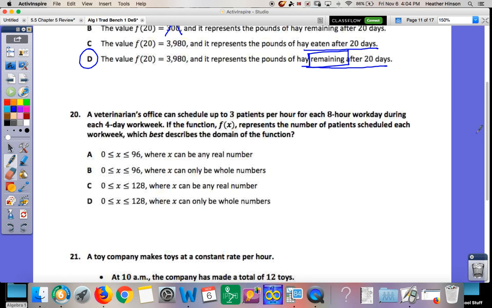20. A veterinarian's office can schedule up to 3 patients per hour for each 8-hour workday during each 4-day work week. If the function f of x represents the number of patients scheduled each work week, which best describes the domain of the function? Well, first of all, what is domain? Domain is x. In this problem, what is x?